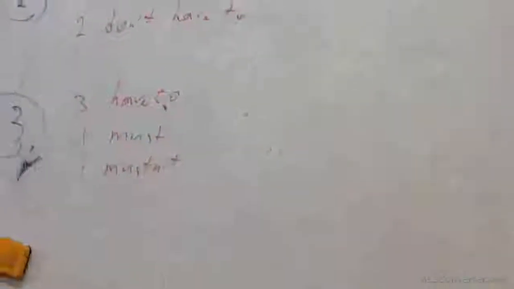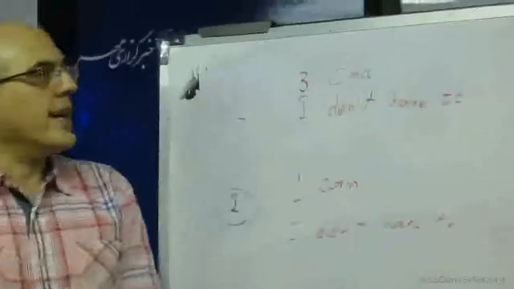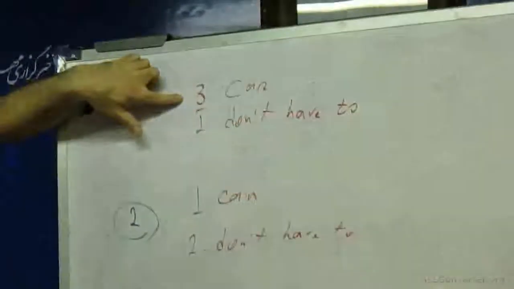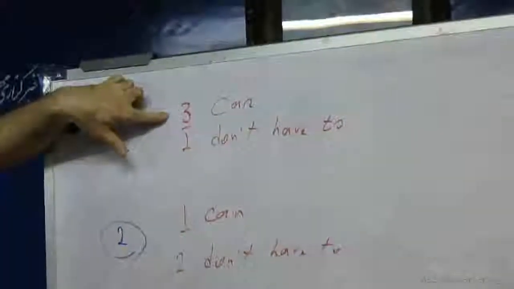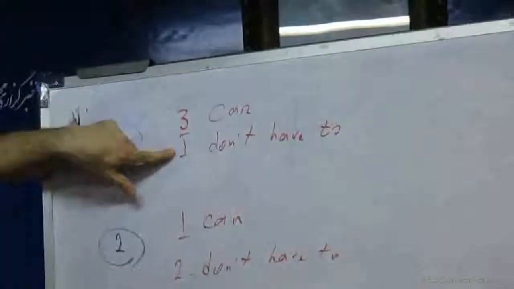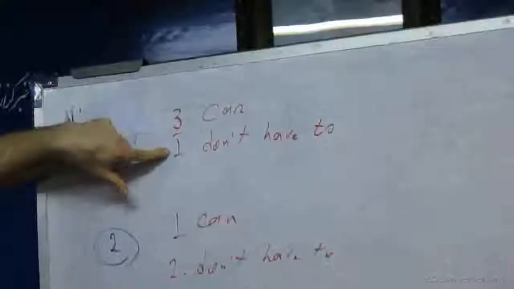Thank you. Now, you should find in your text three things: two things that children can do, and one thing that teachers can do, and one thing that children or students don't have to do. Find it and discuss.